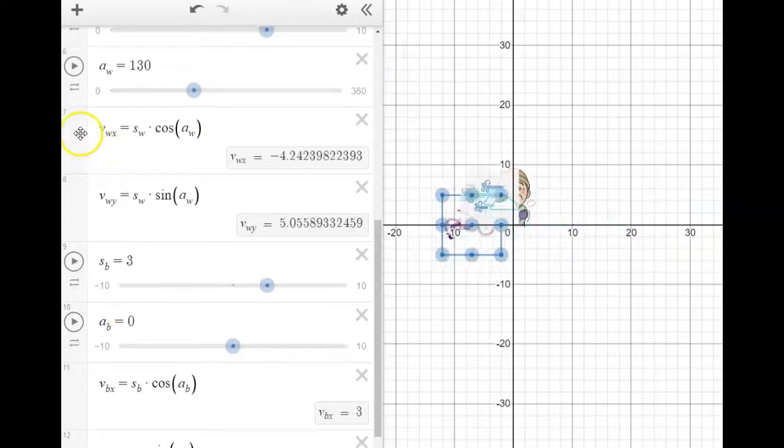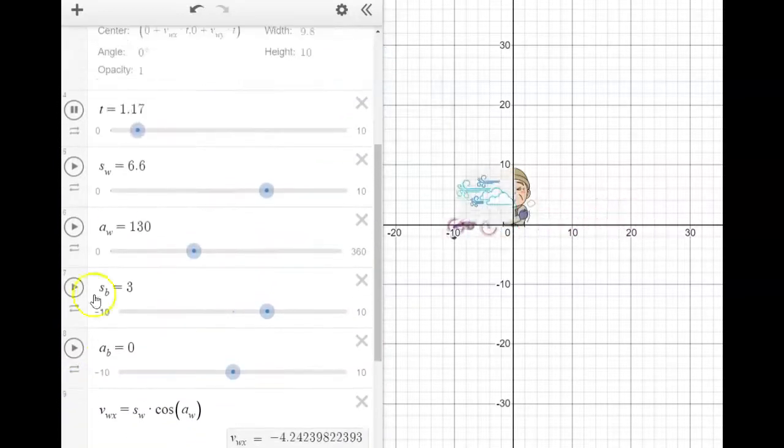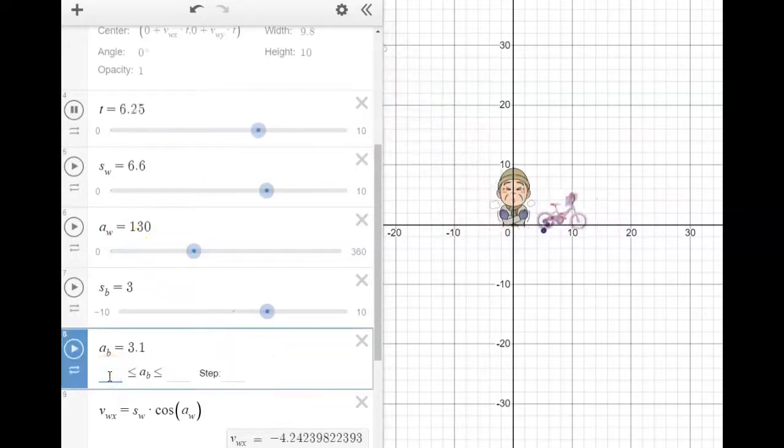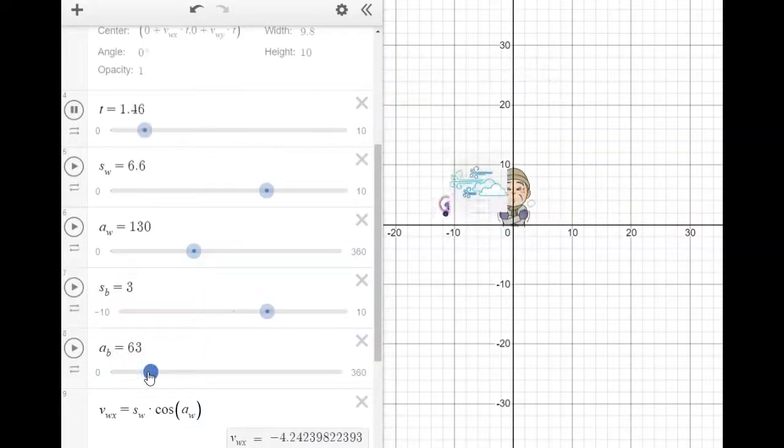All right, so now here I've got the bike, and I can go down here. I'm going to put my velocity equations just underneath here, so I've got all my controls together. Let's make the bike go. Let's change this again. We've got to go from 0 to 360. All right, so now we can make the bike go at a different angle too. So if we've got the bike going at a 45-degree angle, and we've got the wind going at a 135-degree angle, they're moving around here.